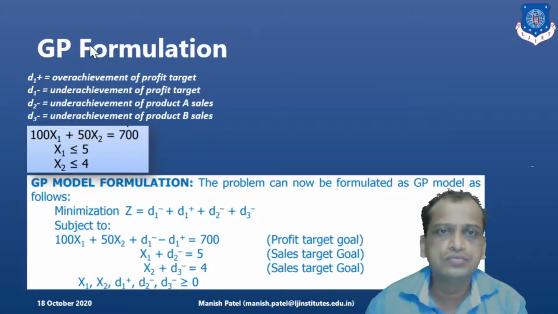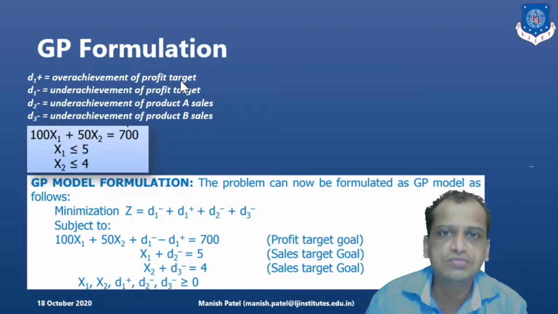Now we will also introduce the deviational variables. D1 plus is the profit target overachievement. A plus sign indicates overachievement, a minus sign indicates underachievement. D2 minus and D3 minus are the underachievement of product A sales and product B sales accordingly, right?